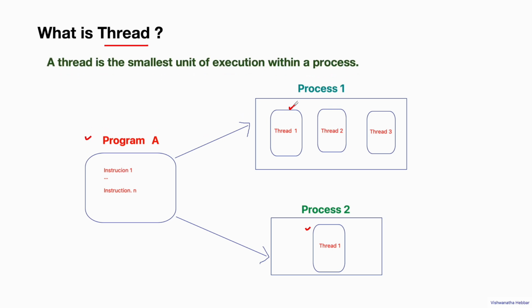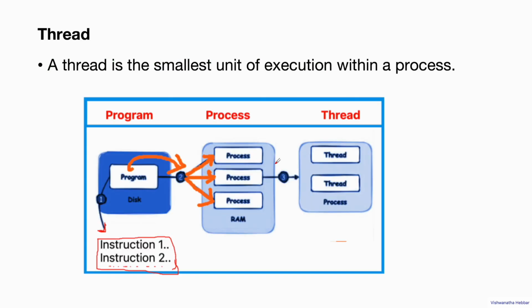Here the thread is the smallest unit of execution within a process. In a process, the smallest unit of execution is called a thread. Once you write the instructions, your program will be on the disk. Once the program starts execution, it will be loaded into the RAM, and then the process in turn will create a thread. If it is a multi-threaded process, there will be multiple threads created. If it is a single threaded process, it will have just one thread. So a thread is the smallest unit of execution within a process. We can also call it the basic unit of CPU utilization.